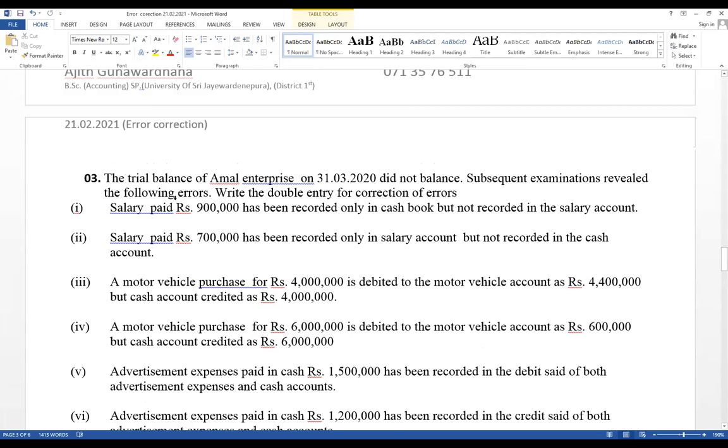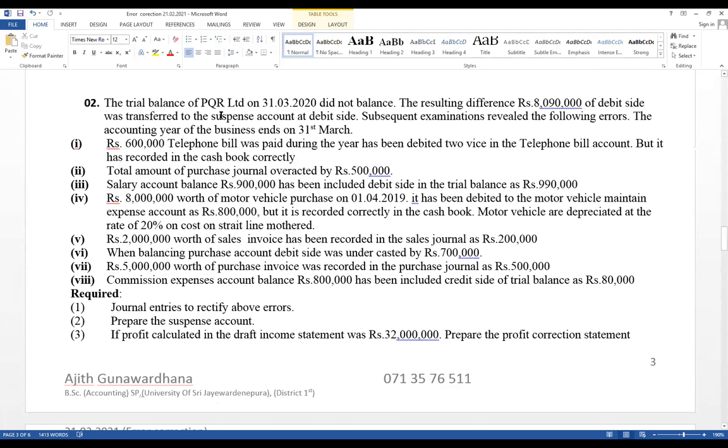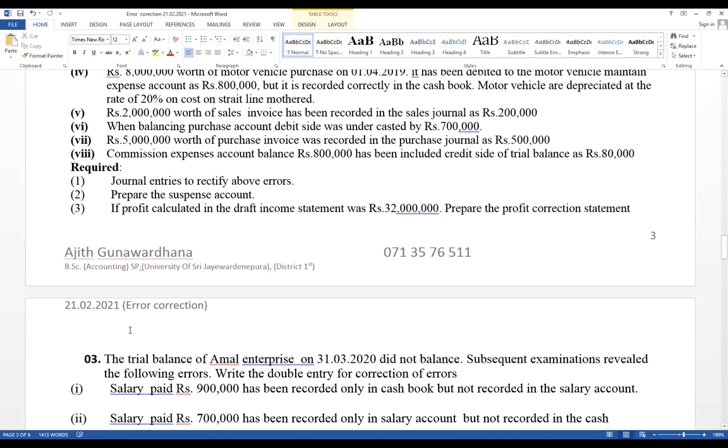See the question number three. The second one is like question number one. Try to answer question number one. Question number two is like question number one, the same requirement, only the numbers change. Therefore, now I'm going to discuss question number three.